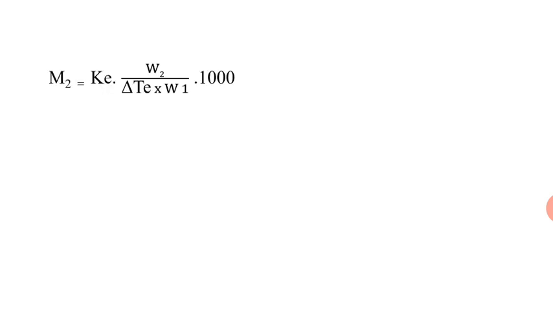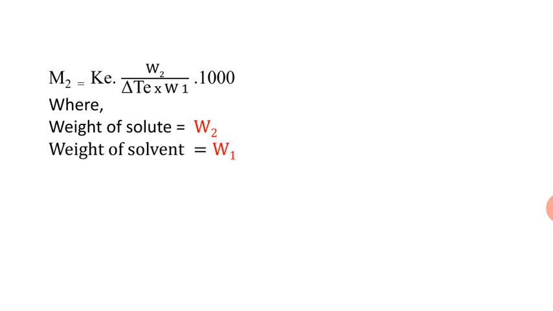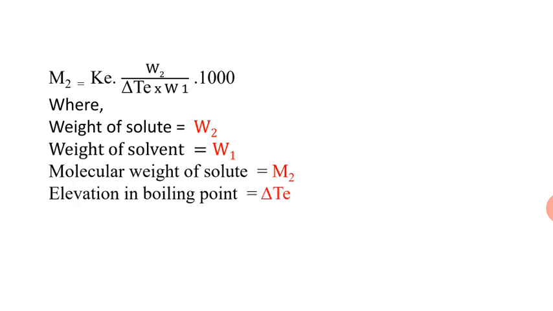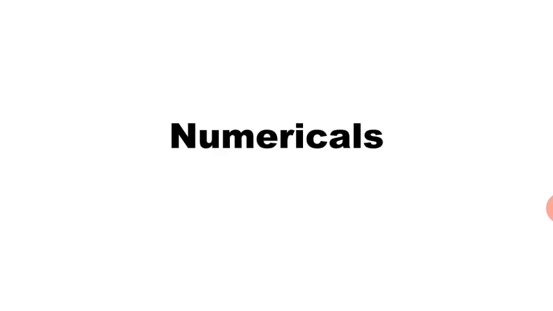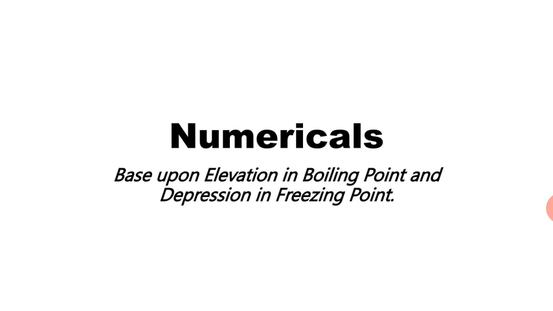Now we will solve the numericals. Before that, just see: W2 represents the weight of solute, W1 represents the weight of solvent, M2 represents the molecular weight of solute. Elevation in boiling point is delta Te. Ke is the molar elevation constant. Now by using this we can solve the numericals based upon elevation in boiling point.